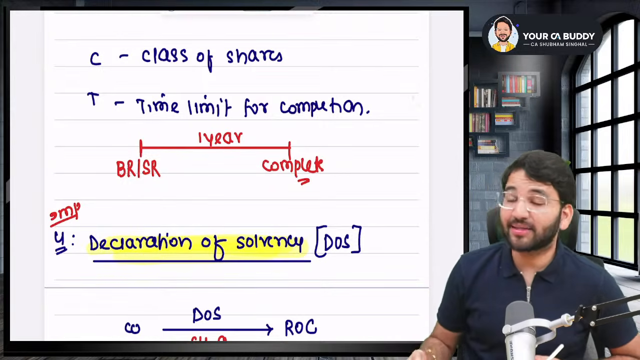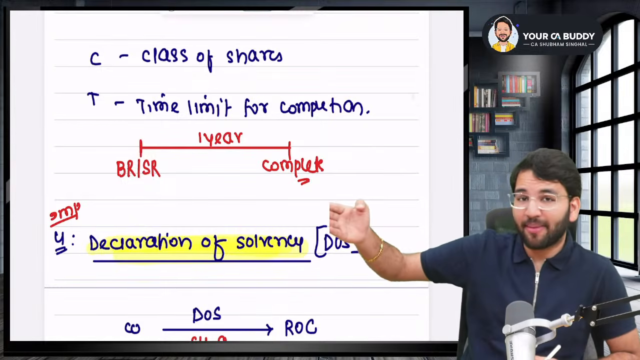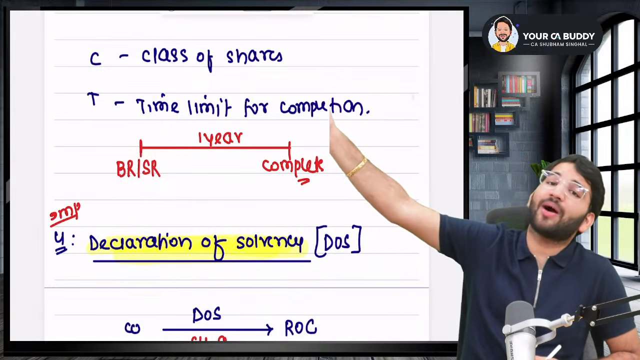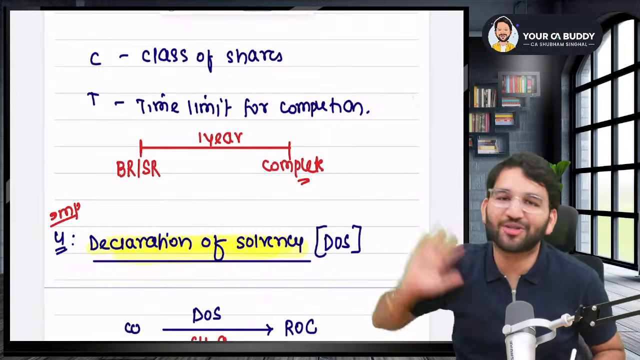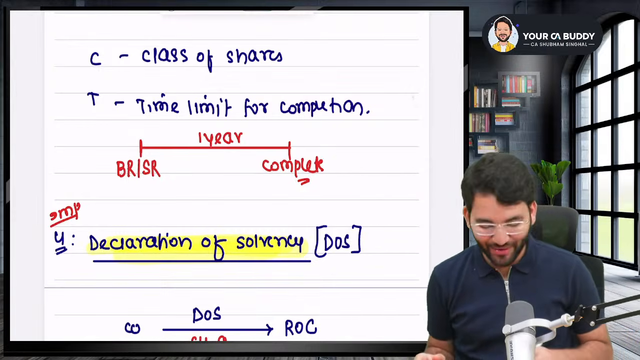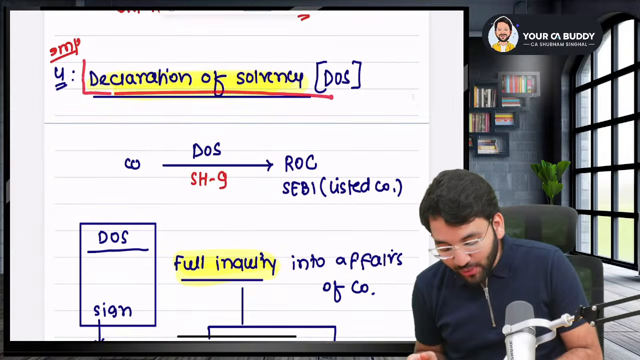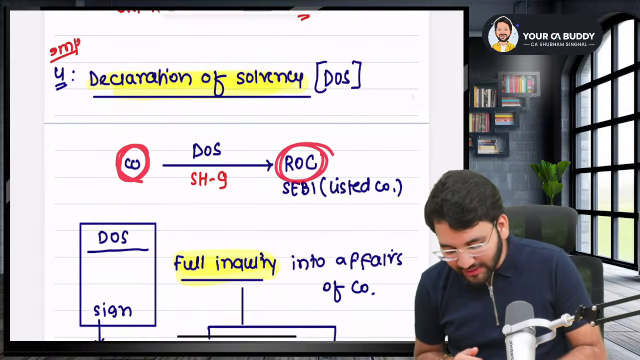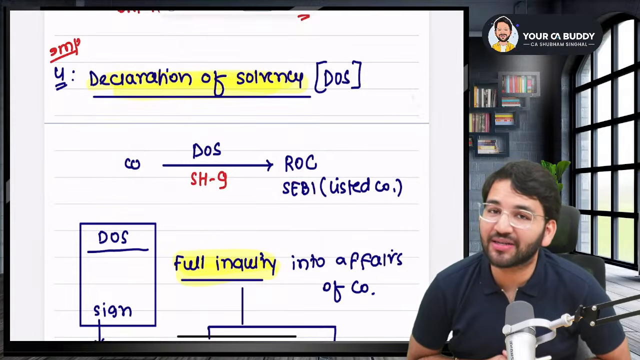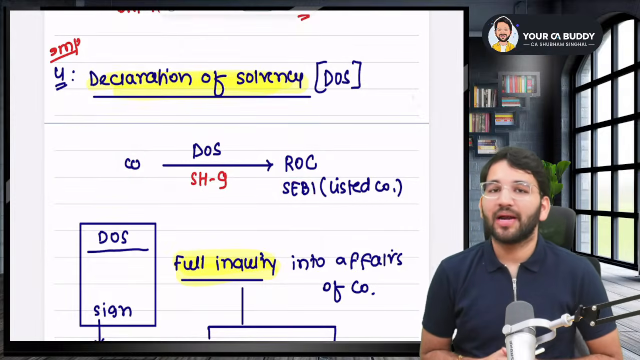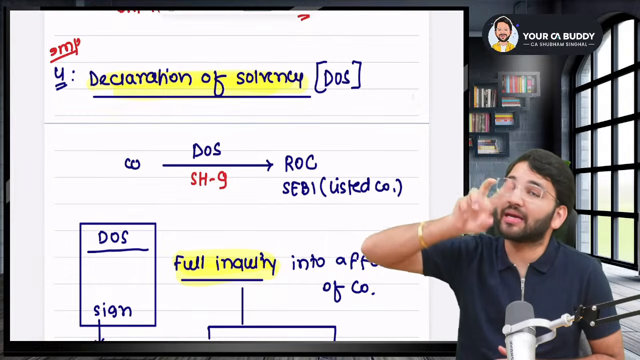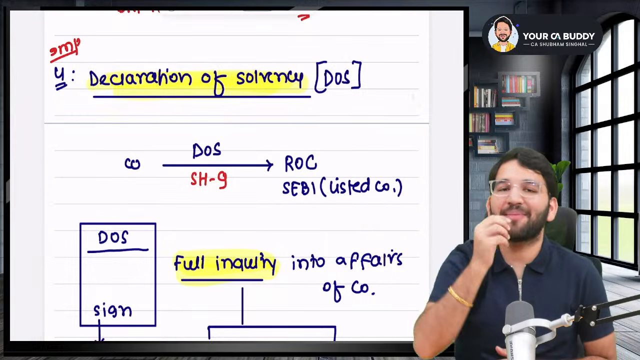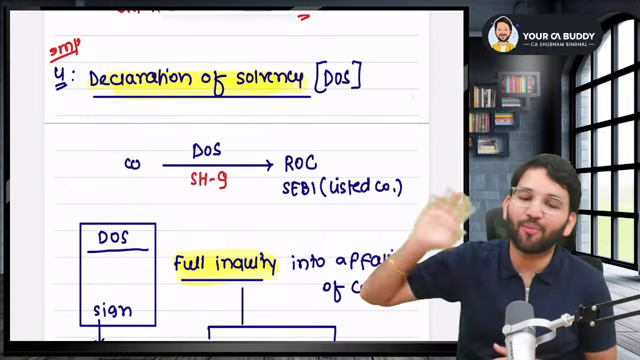But whenever you pass that resolution, within 1 year, you have to complete the buyback. And after that 1 year, you cannot make a fresh buyback. Okay. Sir, one very important point: you will have to give a declaration of solvency. The company will give a declaration of solvency to the ROC, and to SEBI if it is a listed company. It means that even an unlisted company can do a buyback, and in that case, you will inform only the ROC.